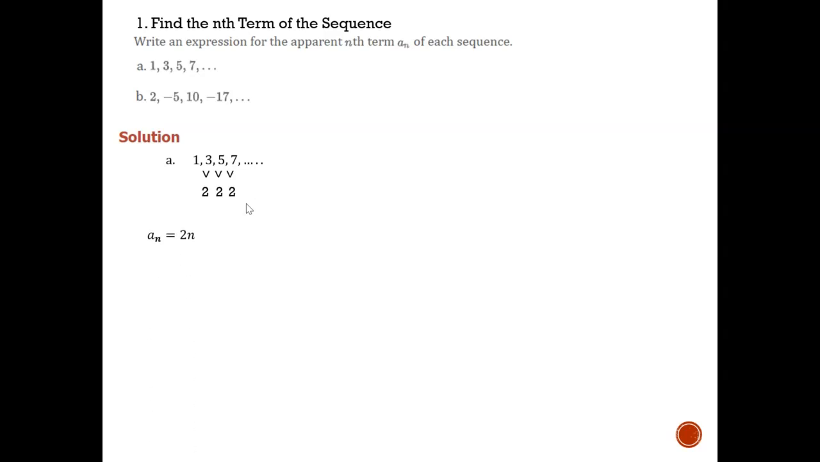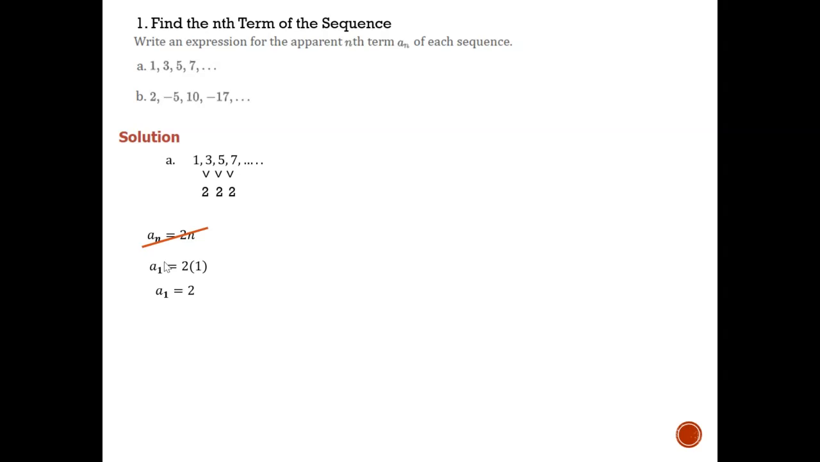Now, once you have found a sequence formula, we have to test if it's true. So 1 is my first term, 3 is my second term, 5 will be my third term, and 7 will be my fourth term, and so on. Let's plug in 1 to see if the first term is in there. If we plug in 1 for n, it's going to give us 2, which means that nth term formula is not the one. But we know there has to be something with 2n because the difference is 2.